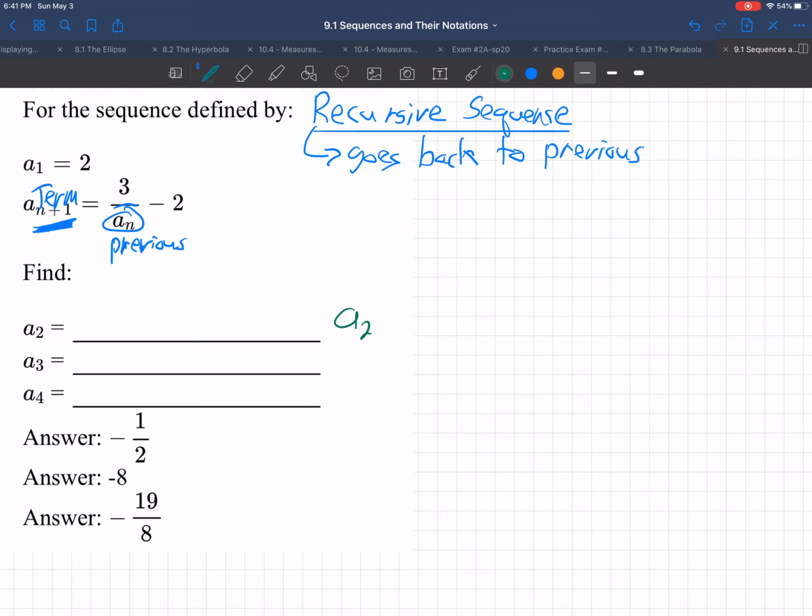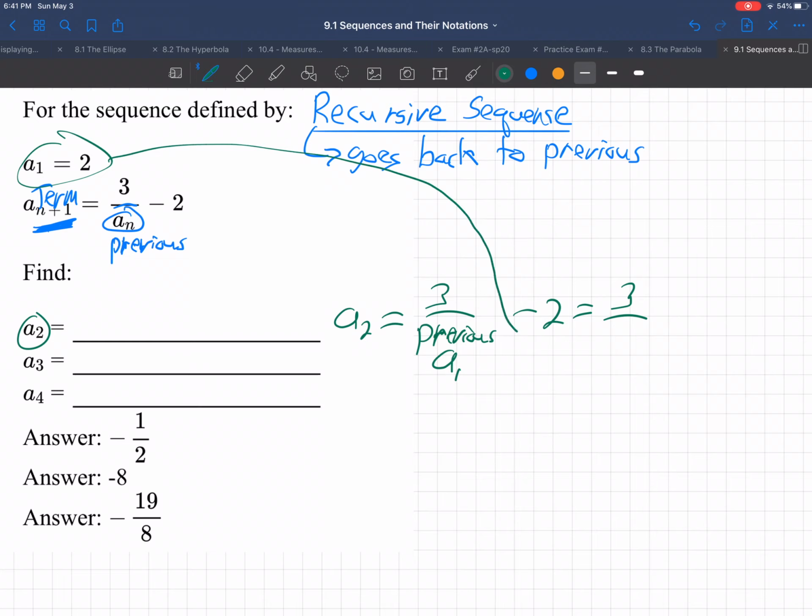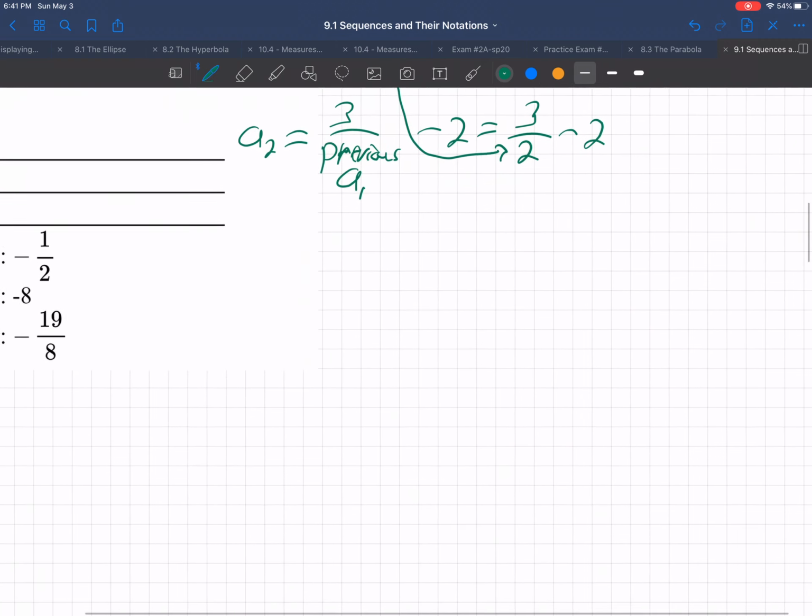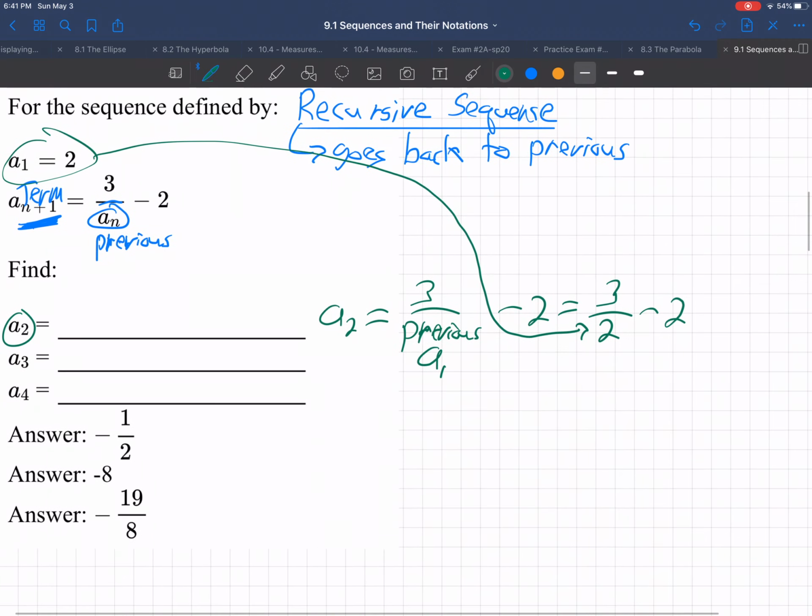So for example, a sub 2, which they want us to find right here. What will that be? 3 over the previous term, which is a sub 1, minus 2. What's a sub 1? Well, right here they started us off with a sub 1. That's 2, minus 2. So it's 3 halves minus 2. If you do that on your calculator, 3 halves minus 2, you'll get minus 0.5. So a sub 2 is minus 0.5.